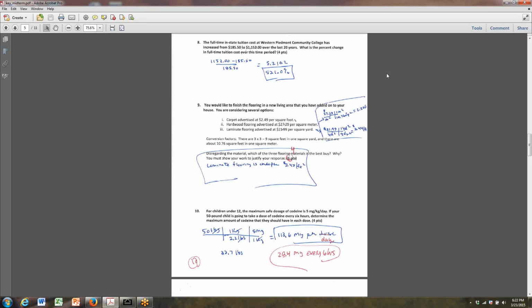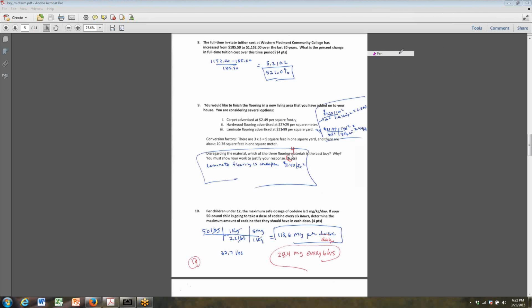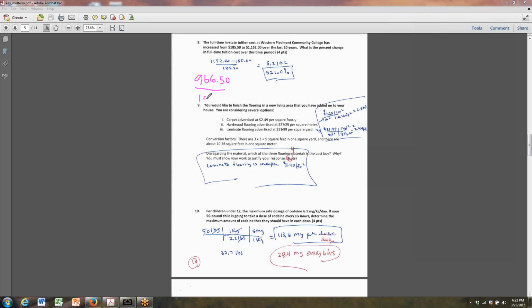It actually went up by $966.50. So if I go ahead and pull my pen out, it's $966.50, and divide that by the original, the 185. Always divide by the original. You get 5.21, which is 521%.